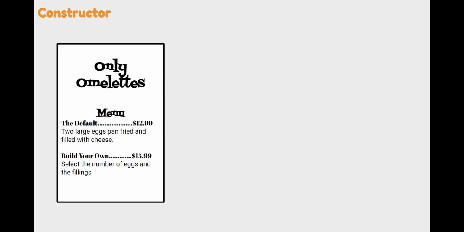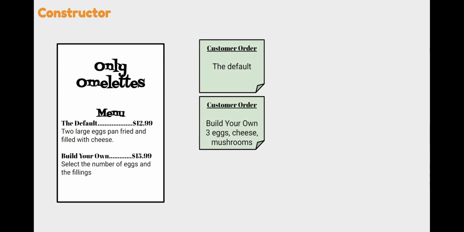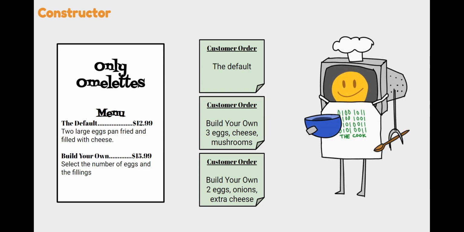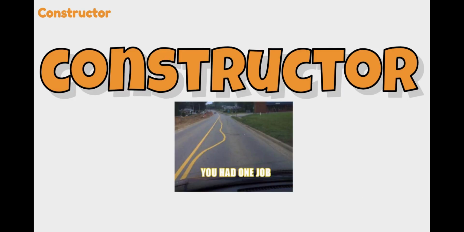As the short order cook, you are going to be getting tickets that say what the customers want to order. Sometimes the customer will just order the default and you'll know how to make that. And sometimes they will specify how they want that omelet to be made. And it is your job as the cook to make that omelet in the way that they want it. That is sort of similar to the job of a constructor in our class.